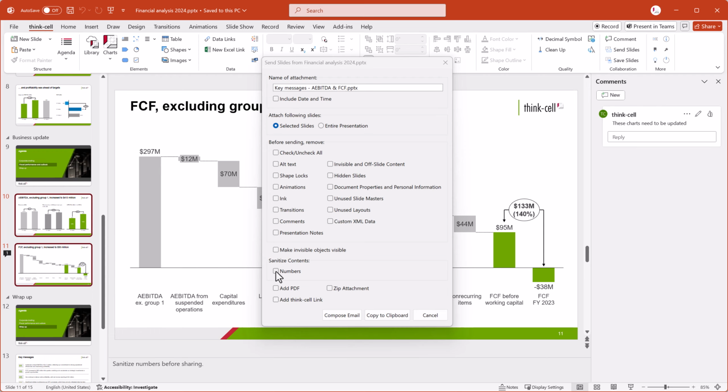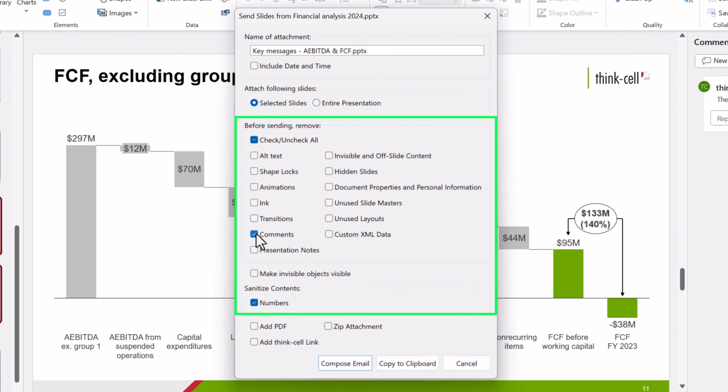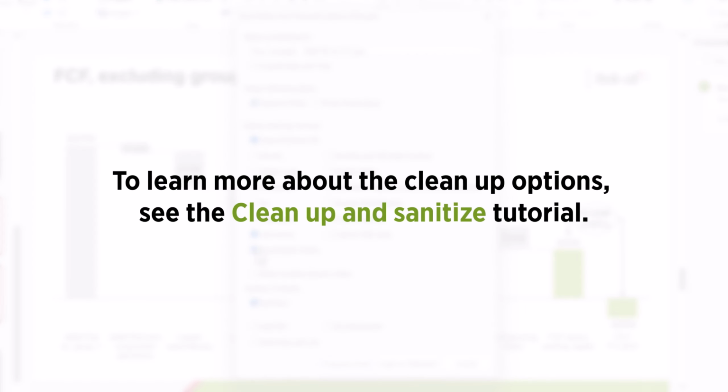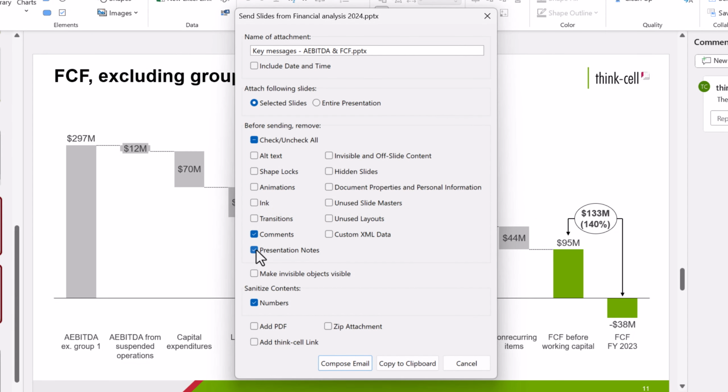Next, we have cleanup options that help you remove sensitive information, comments, and other unwanted content. To learn more about the cleanup options, see the Cleanup and Sanitize tutorial. Any cleanup options that you select apply to the new attachment and don't affect the original presentation. If you want to add a PDF of the presentation to your email in addition to a PowerPoint file, select Add PDF. To send the presentation in PDF format only, in the file name, change the file extension to PDF.